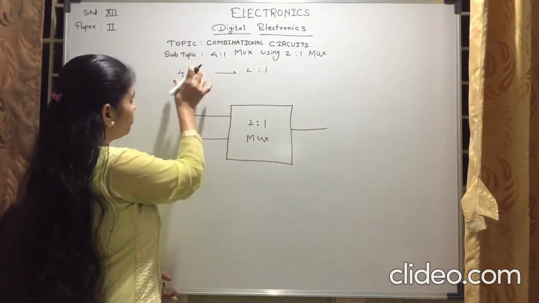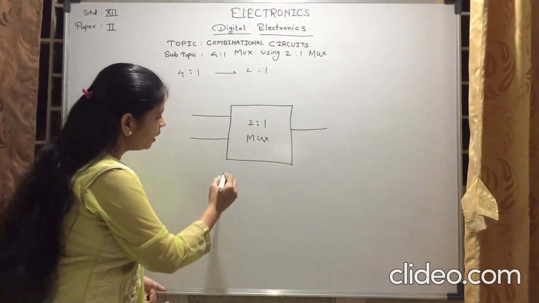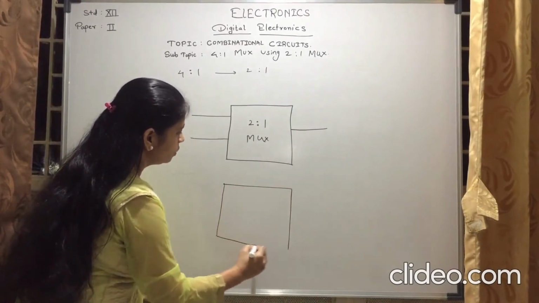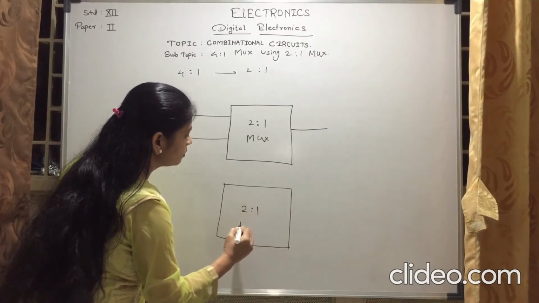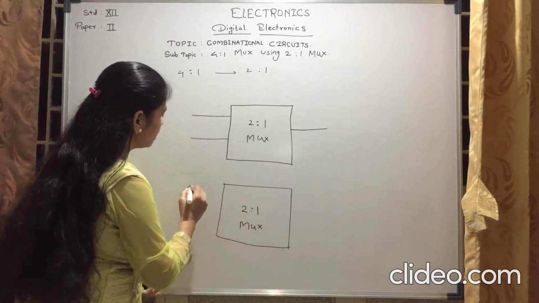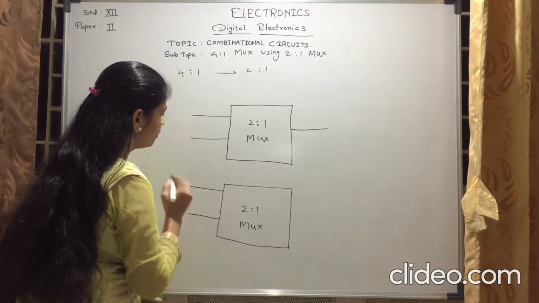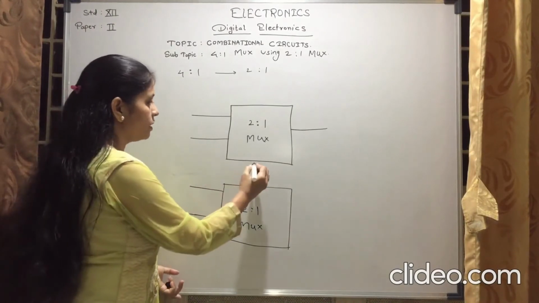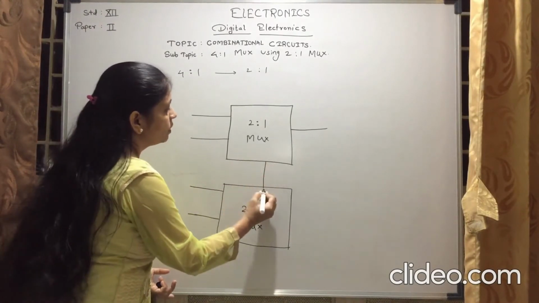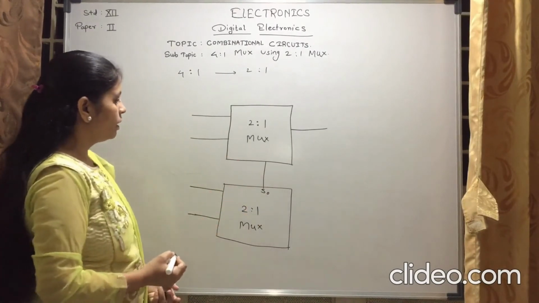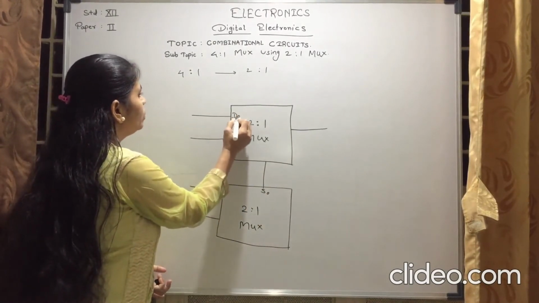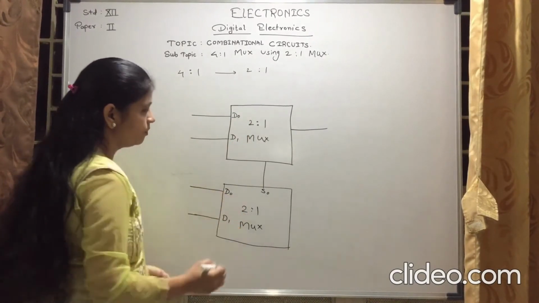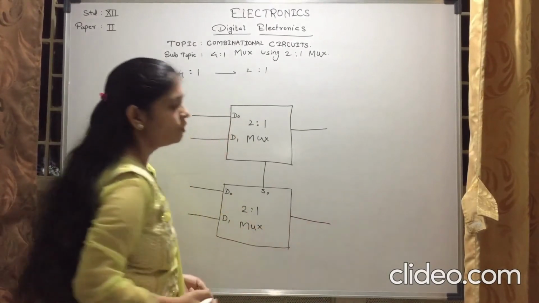Now we have to derive 4 to 1 mux. So again we want a 2 to 1 mux. So this is your 2 to 1 mux. This multiplexer also has 2 inputs. Now as it has 2 inputs, it has only 1 select line. So this is your select line, S0. Now see, this is the input D0, this is the input D1. This is the input D0, this is the input D1. And this mux also has 1 output.